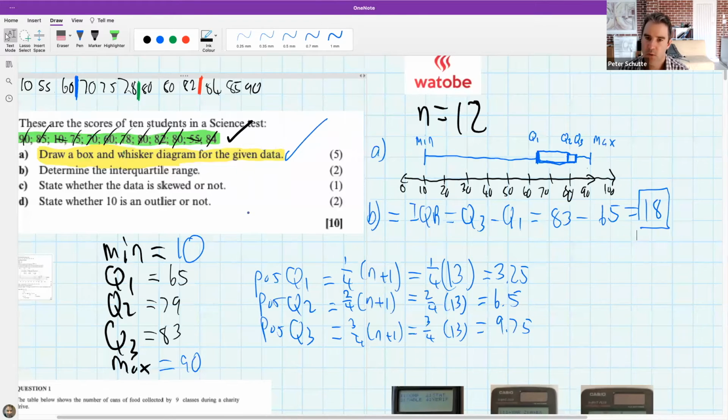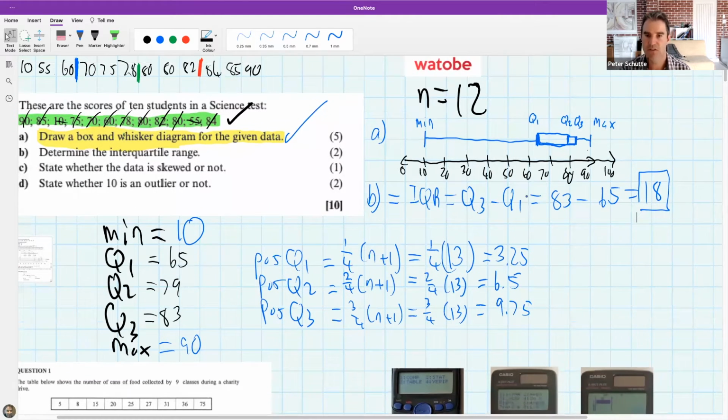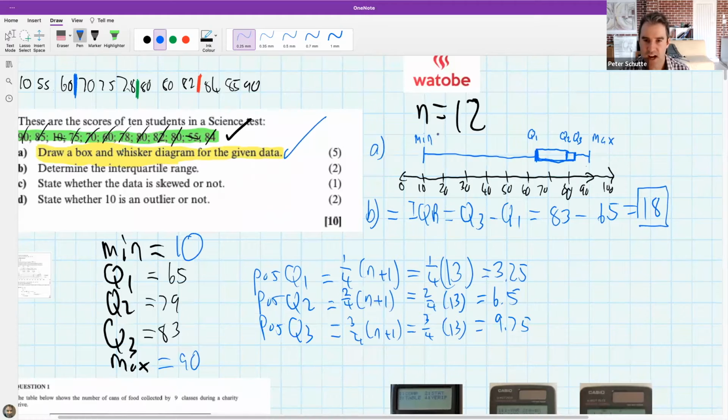Okay, so when we look at skewness, we look at where the data is most spread out. And it looks to me like it's most spread out to the left, or we would say it's negatively skewed. So the data is negatively skewed because it's looking more stretched out on this left-hand side. So the answer for C is it is negatively skewed.